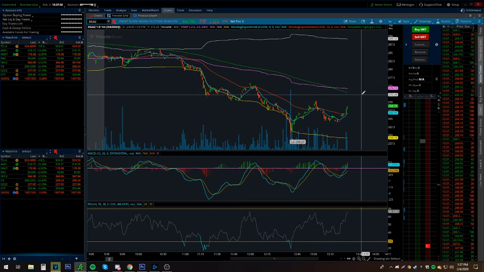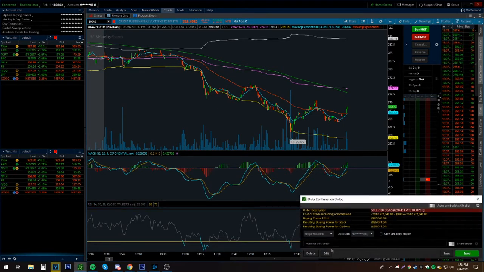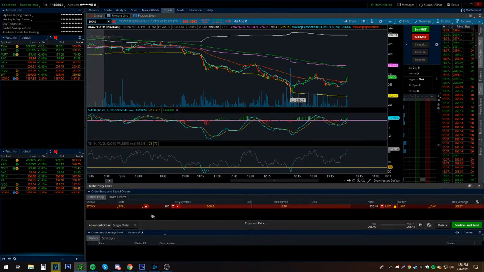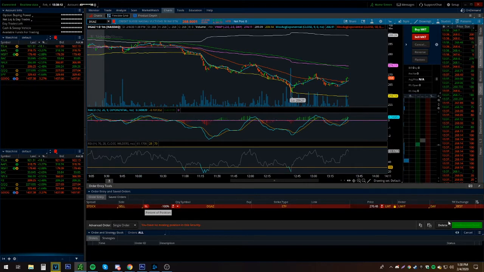And if you wanted to get out of that trade, you guys could right click above and click sell, edit. And a cool tool here is to actually just go ahead and click right here, and you can put 100%, and that'll just sell the entire position that you currently have automatically. Go ahead and click confirm and send.